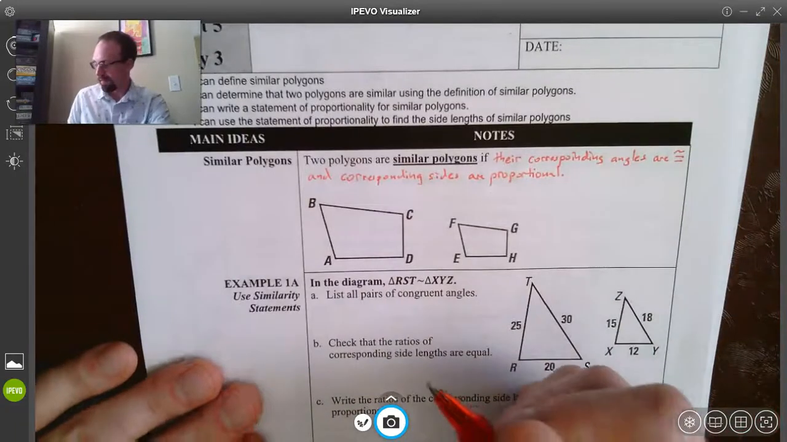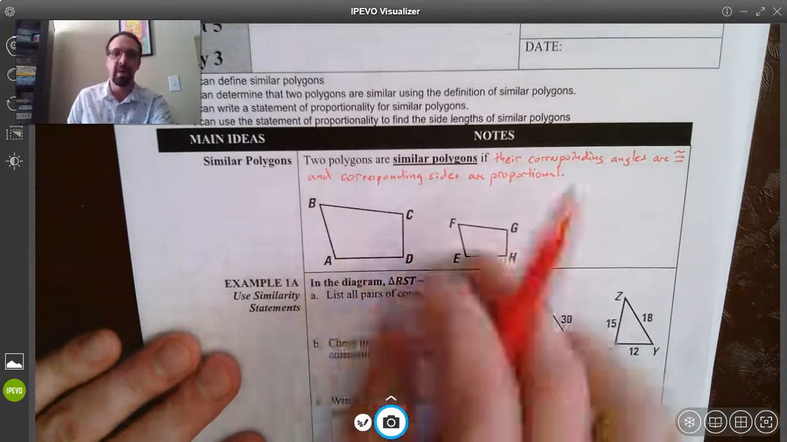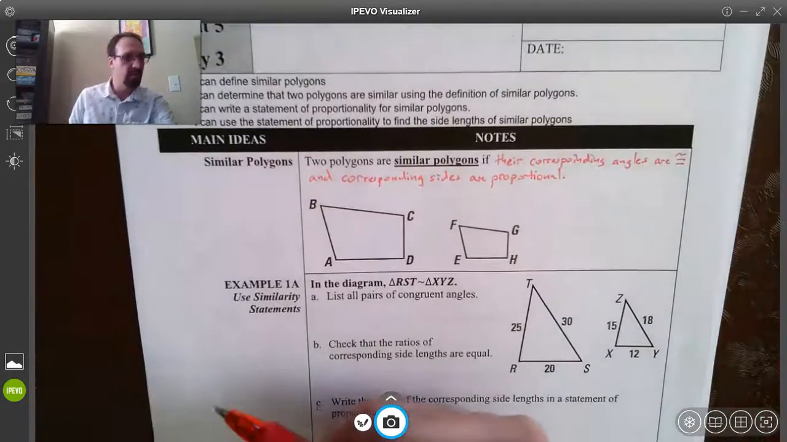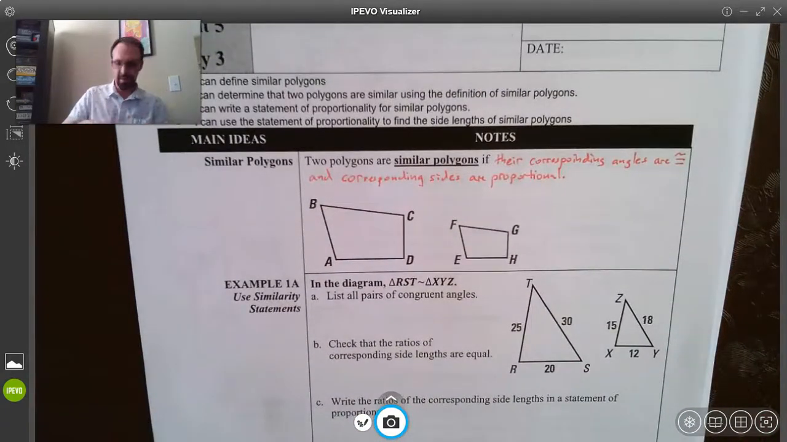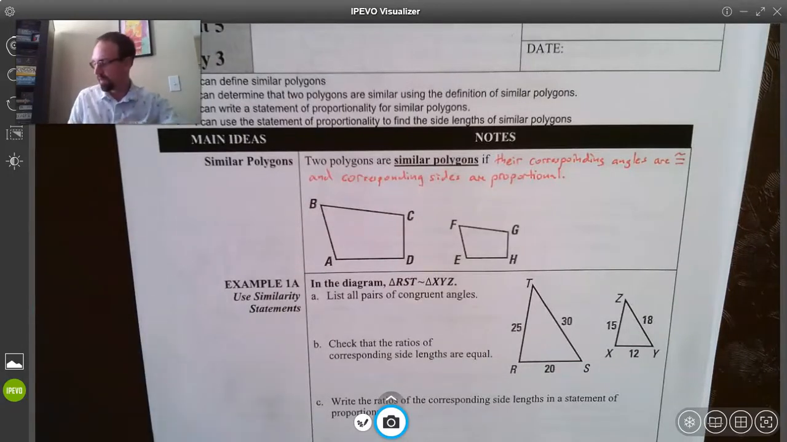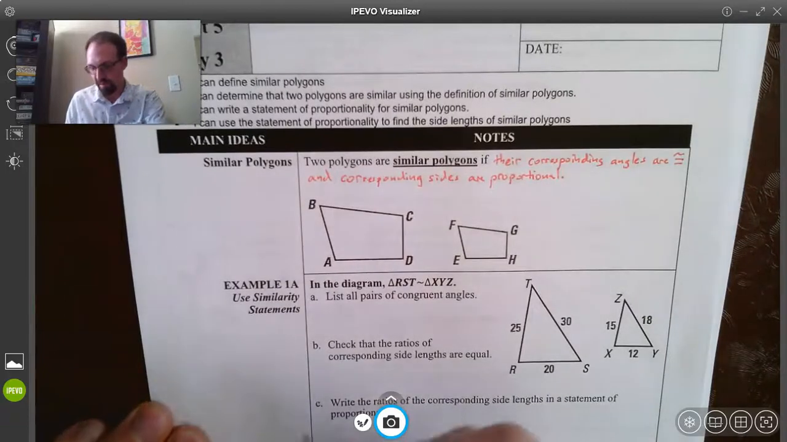So in this particular diagram, we've got these two polygons that look like they're similar. For them to be similar, we have to match up a few things. I'm going to do my best to use some different colors here. They may appear close on the screen. I apologize, I'm doing the best I can.